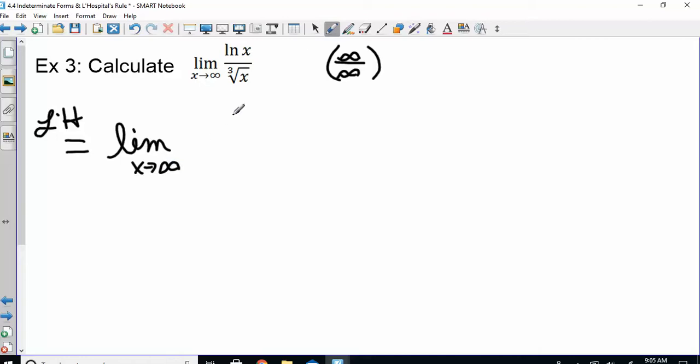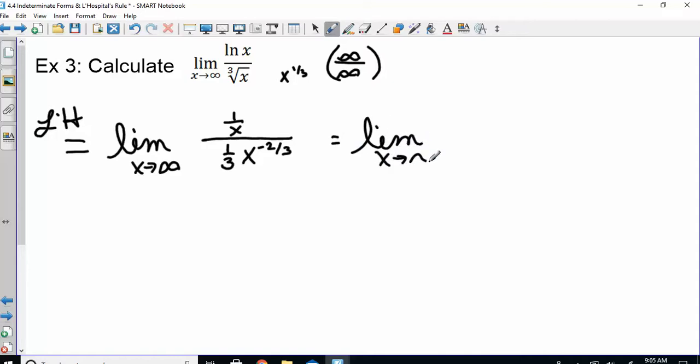All right, what's the derivative of the natural log of x? 1 over x. All right, the cube root of x. Remember, that's like x to the 1/3 power. So the 1/3 comes down, subtract 1 from the power, -2/3. I would clean this thing up a little bit. 1 over x over 1/3 x to the -2/3. So that x to the -2/3 will go on the bottom.